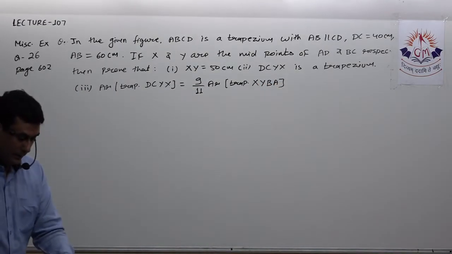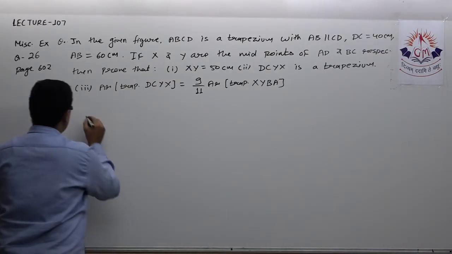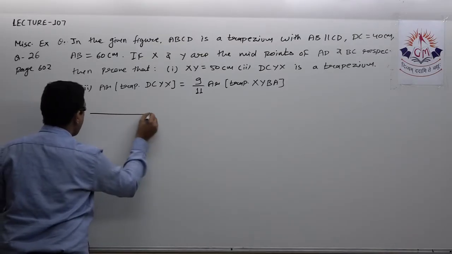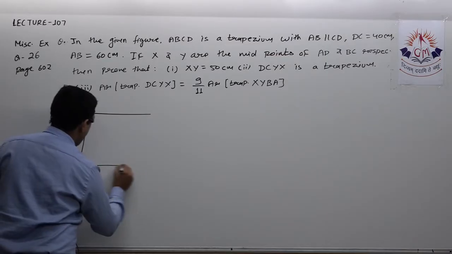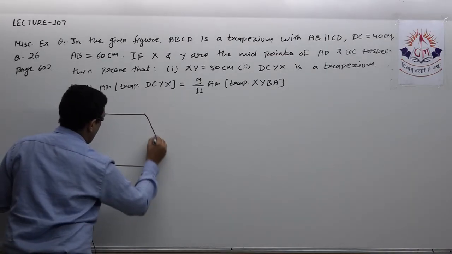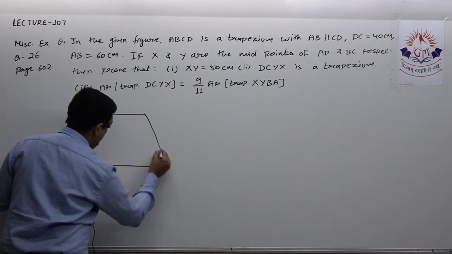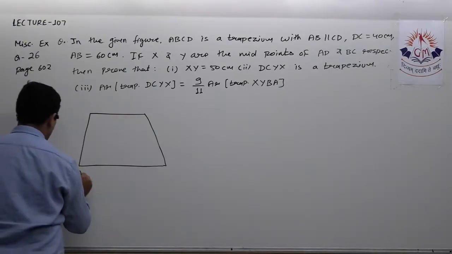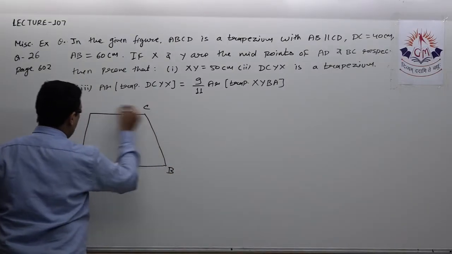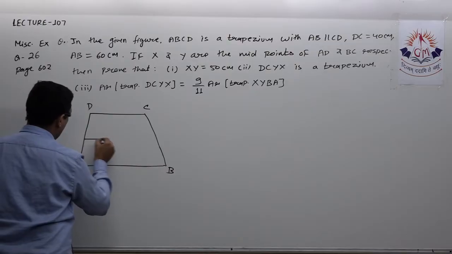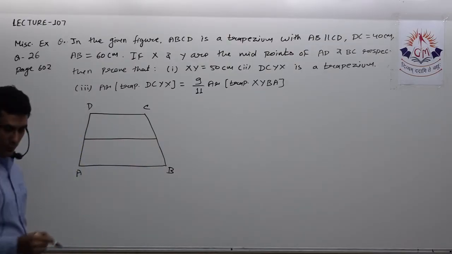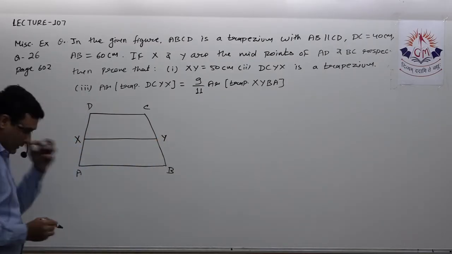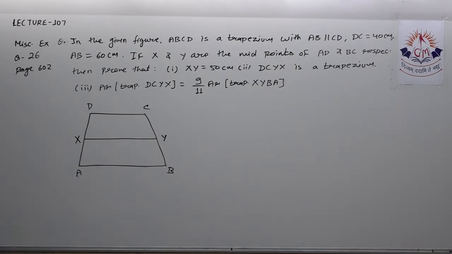It is given ABCD is a trapezium, with A, B, C, D, and X and Y are the midpoints of AD and BC. Let us see how to solve this.